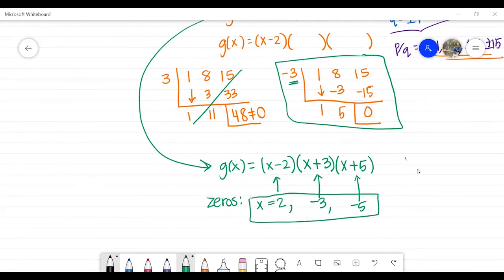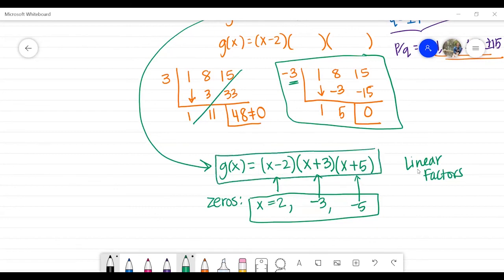Okay, so our 3 zeros are 2, negative 3, negative 5. The linear factors are this list right here. I guess I should keep this part of it. Okay, hopefully that makes sense, and I will see you in the next example.